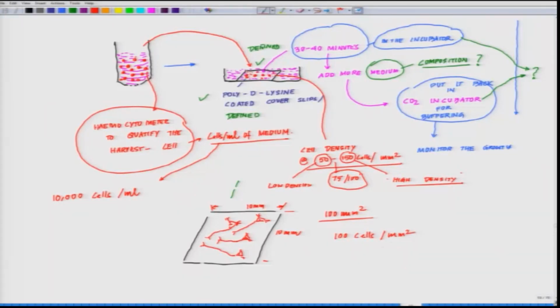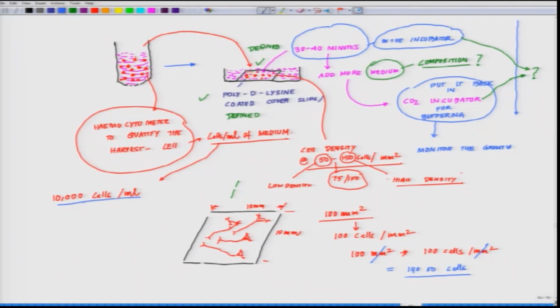millimeter square. If I want 100 cells per millimeter square, then I will be needing 100 millimeter square multiplied by 100 cells per millimeter square. So, your millimeter square cancel, and what you are having is 10,000 cells. So, you have 1 ml.